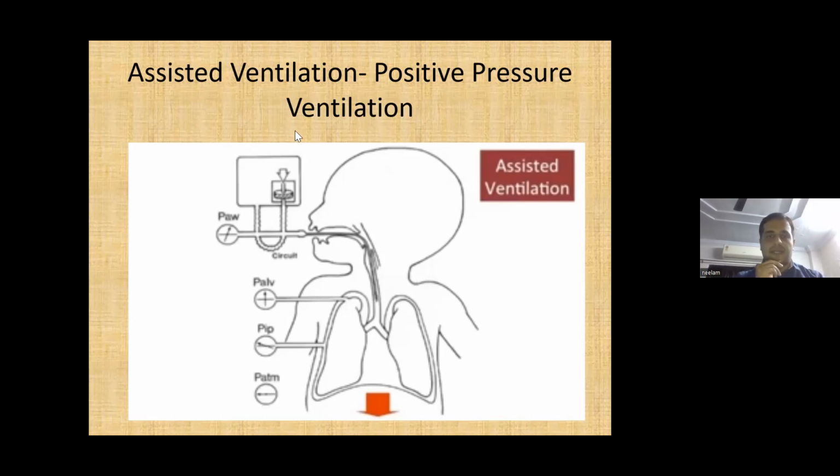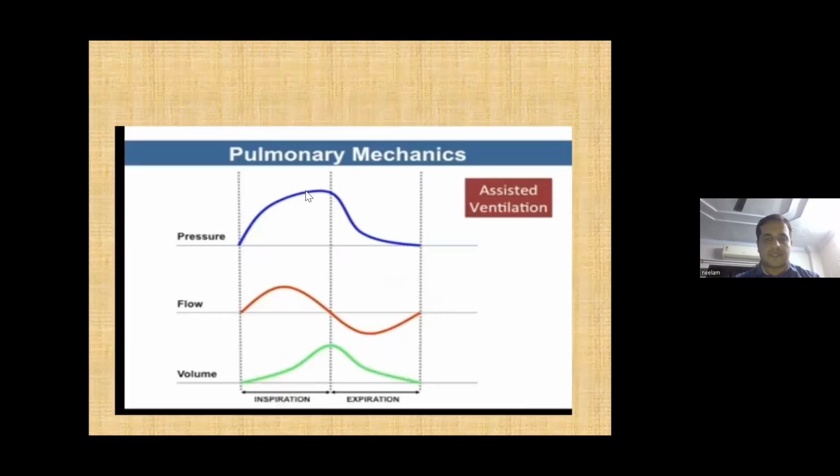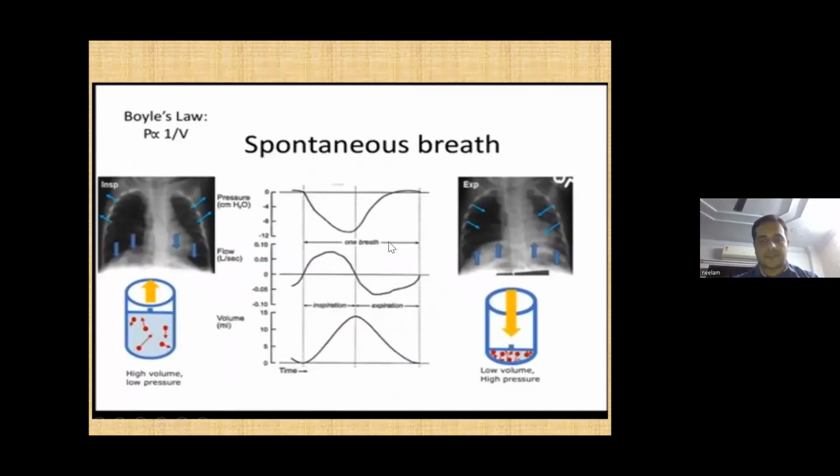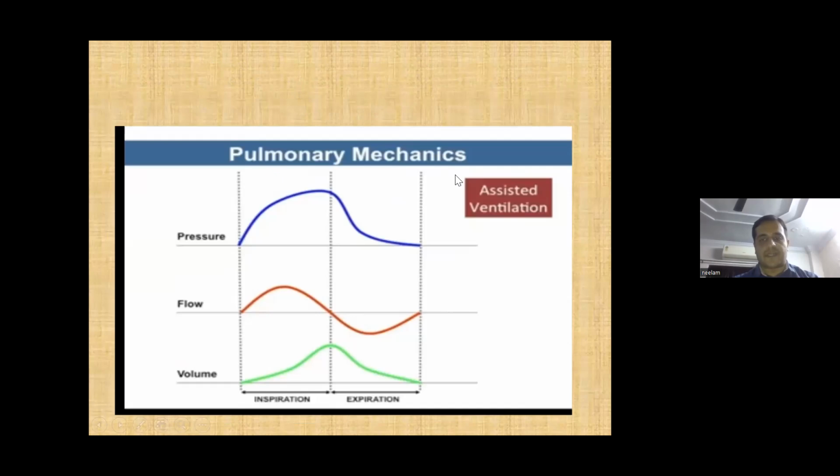Okay, we are creating a pressure difference outside the thorax. Okay, so this is when the patient doesn't breathe on his own. So this is how the positive pressure works. If you see the previous figure, there is a negative pressure. Okay, the pressure is going down, whereas here if you see the pressure is going up. So this is actually a positive pressure ventilation which happens during assisted ventilation, right?